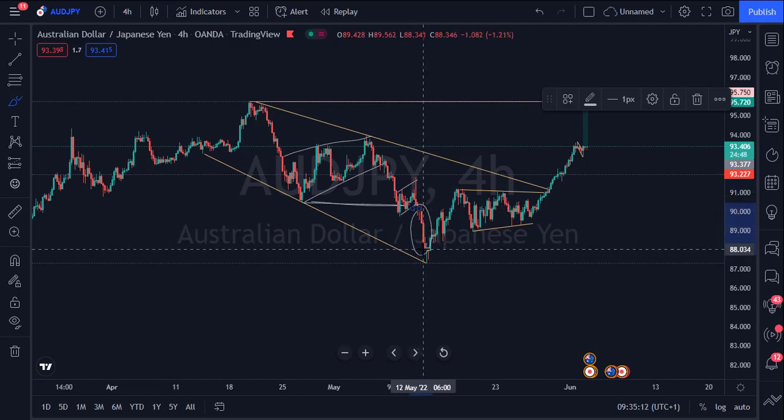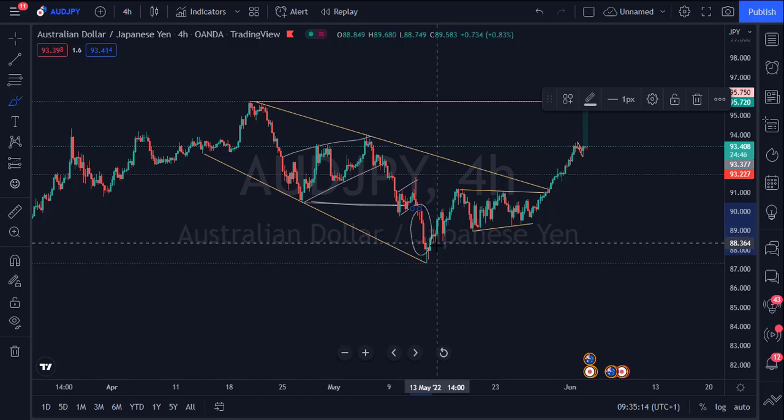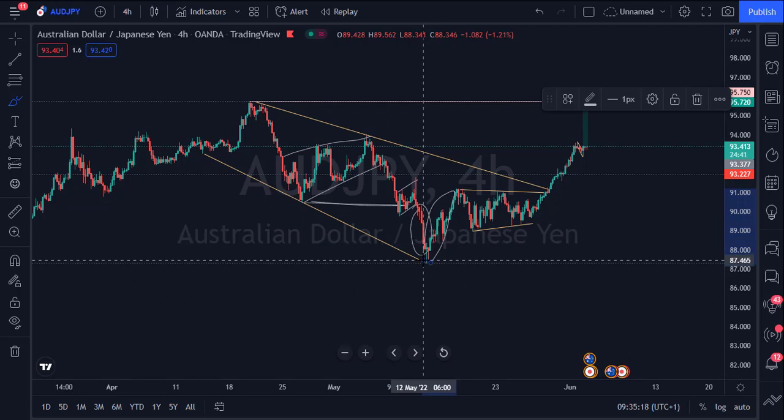But after this correction, after this impulsive phase, what happened? The market did not correct. It did not give us a correction. What did it do instead? It gave us another impulsive phase. So this was when my bias began to change. I'm like, okay, it's like AUDJPY is about to buy, but then you don't just jump into a buy, you also wait for confirmation.